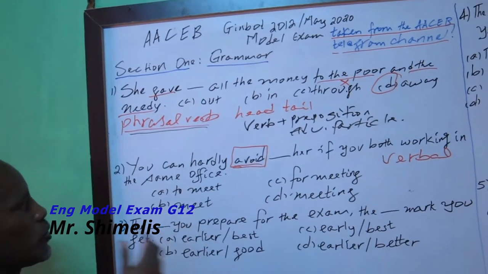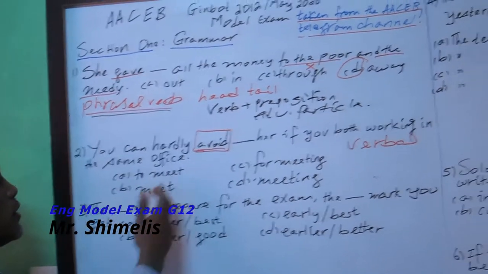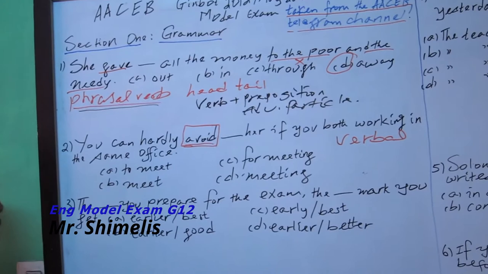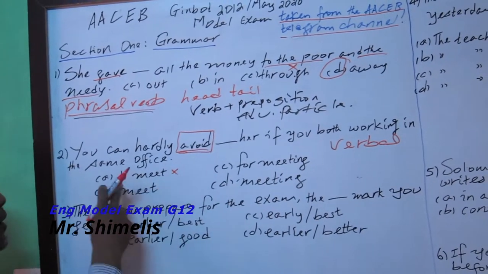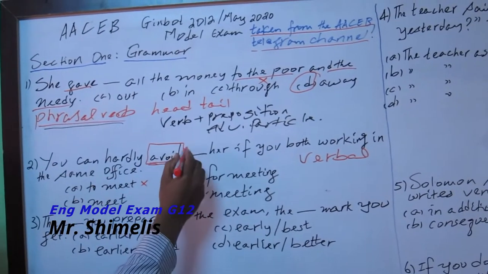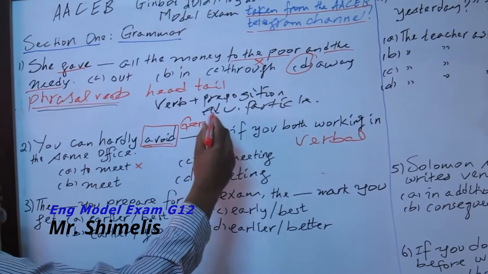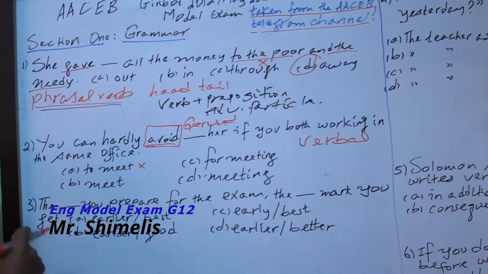Now let's go through the answer choices. A is an infinitive, to meet. So it is not our answer, it's an infinitive. We are looking here for a gerund, okay? We are looking for a gerund.